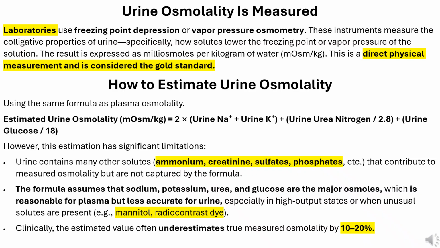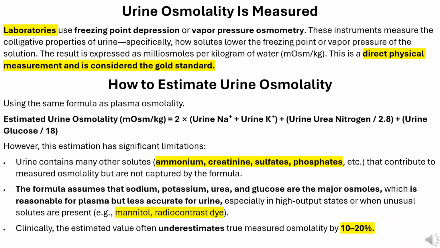How can we estimate urine osmolality? In theory, you can estimate urine osmolality using the same formula as plasma osmolality, but applied to urine. Estimated urine osmolality, mOsm/kg, equals 2 times urine Na plus urine K, plus urine urea nitrogen/2.8, plus urine glucose/18. However, this estimation has significant limitations.